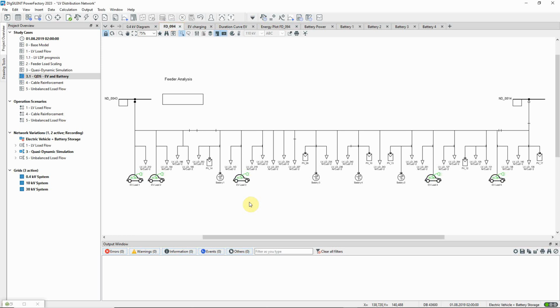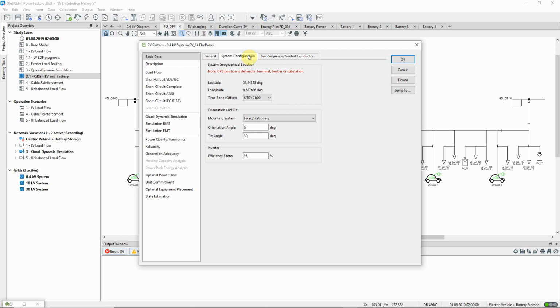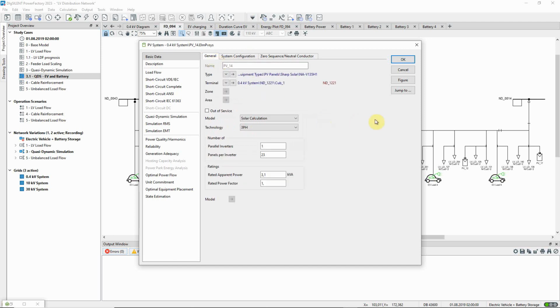First, let us look at one of the PV generators. Its active power output is determined using the internal solar calculation model. This calculates the output of the generator based on its location, i.e. the latitude and longitude of its connection point, together with the date and time. The details of the calculation can be found in the technical reference for the element.